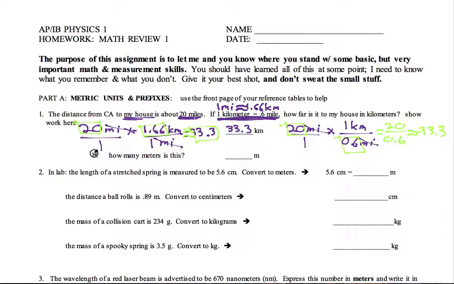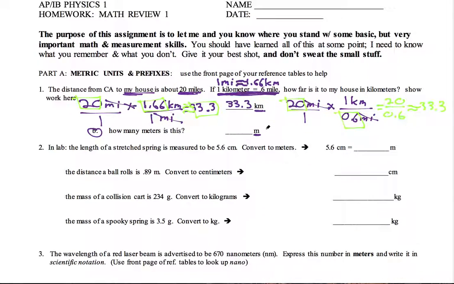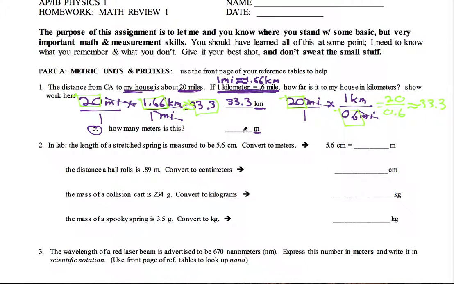So now for part B, we want to convert our answer into meters, right? We want to convert from our bigger unit of kilometers down to our smaller unit of meters. And I know that there's 1,000 meters in every kilometer. This is a situation where we're not given our conversion factor because it's something we're going to be expected to know or be able to find on the reference tables, right?